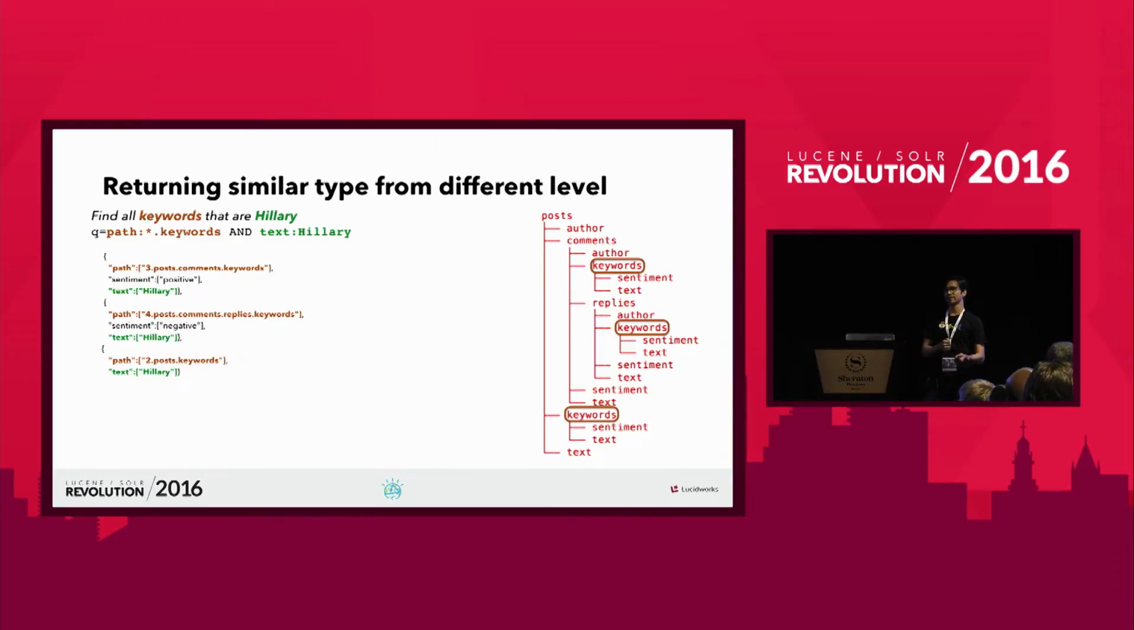Now what you're interested in is, I just want all keywords that are Hillary, and I'm not bothered about whether the keyword occurs in a post or a comment or a reply. That's where that path name creation comes in handy. You can use a prefix query for that and say, OK, I want all keywords, and this is the text that I want. And that lets you go across different depths to get your responses back.